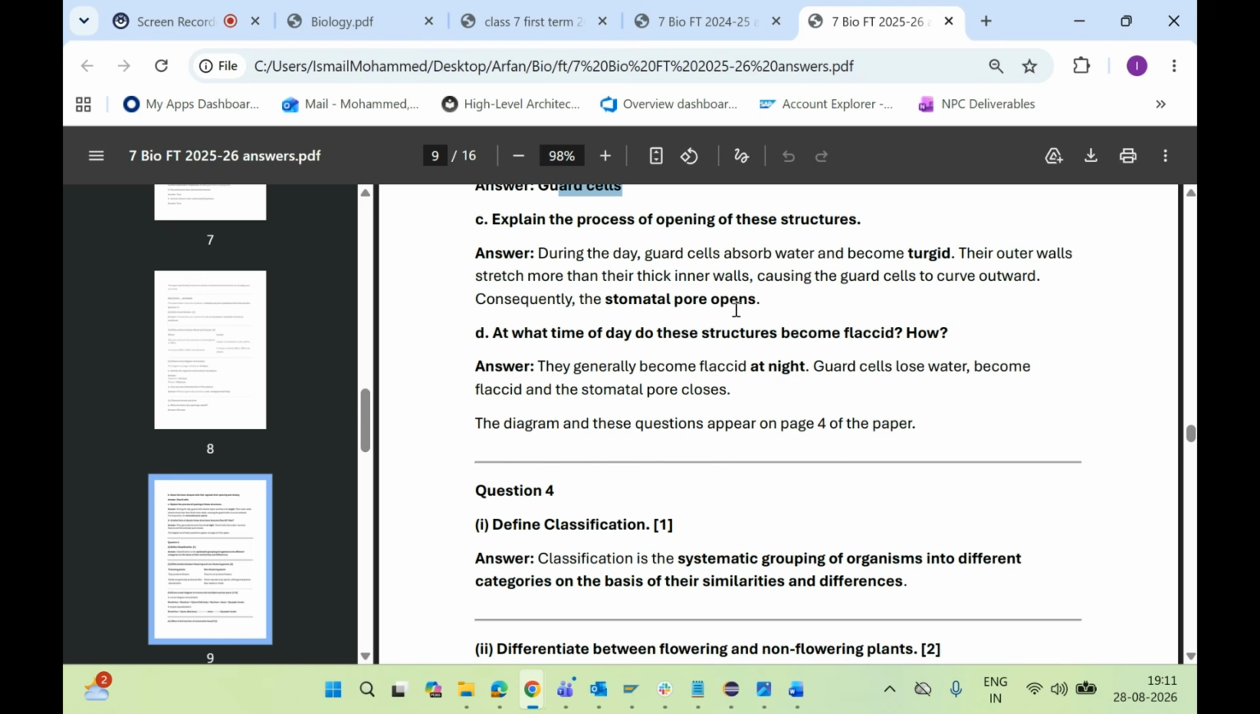So you have to answer this one. This is also very important. Remember this and try to answer. At what time of day do these structures become flaccid? They become flaccid at night, when guard cells lose water and become flaccid.